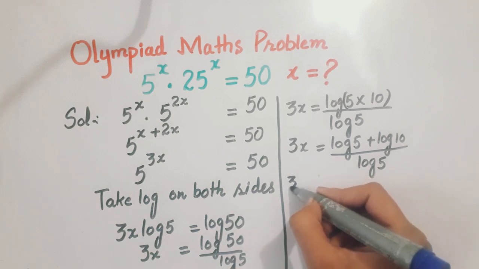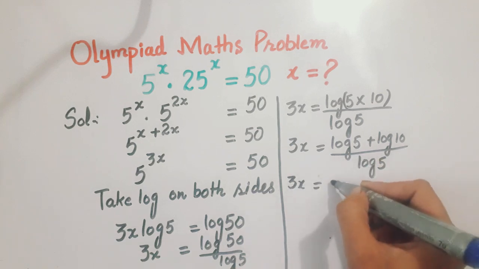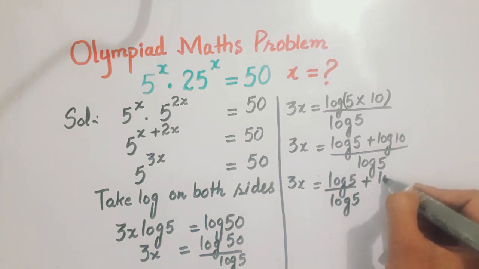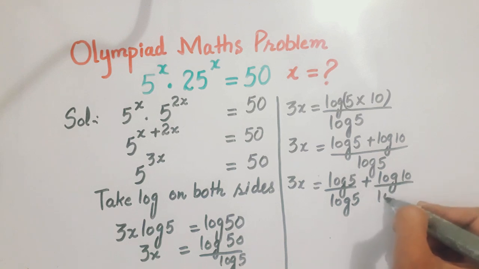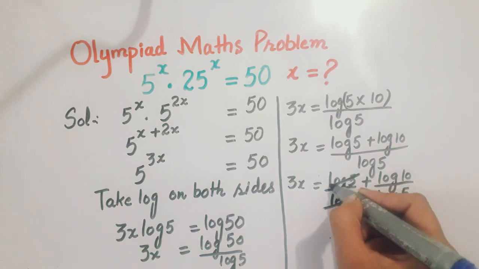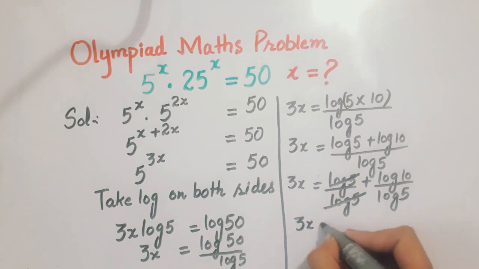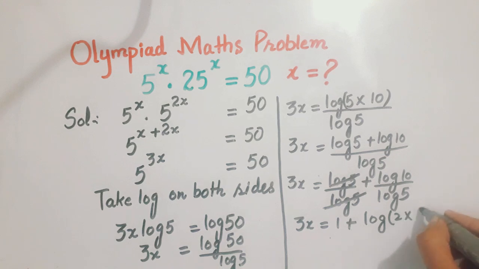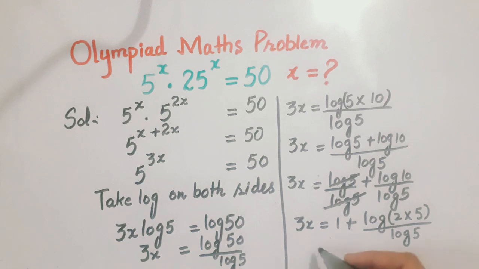Then we will split this fraction. So log 5 by log 5 plus log 10 by log 5. So this and this are cancelled out and we have 1. And log 10 can be written as log 2 multiply 5, divided by log of 5. Now, again we will write 3x equals 1 plus log 2 plus log 5 divided by log of 5.